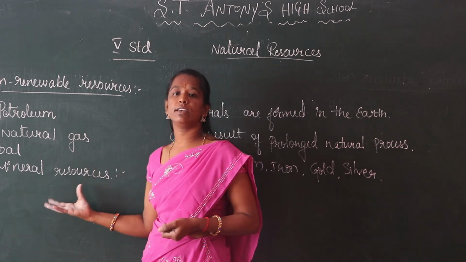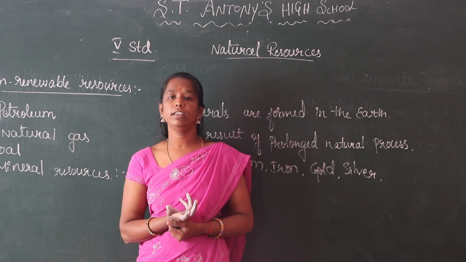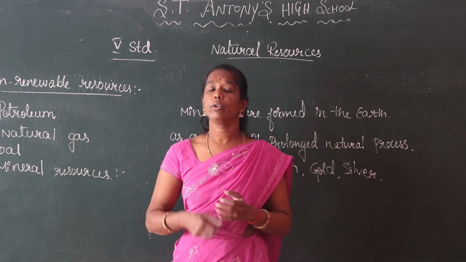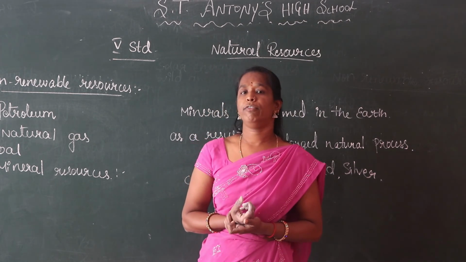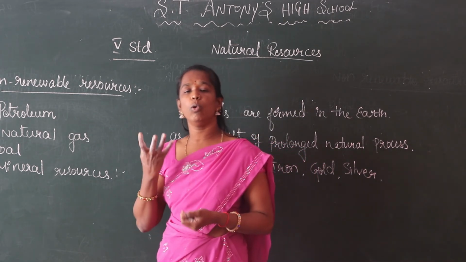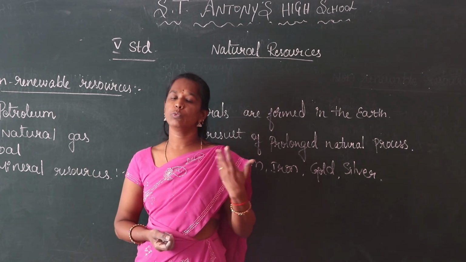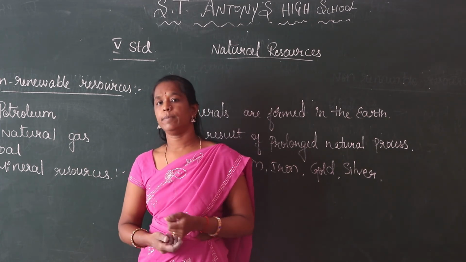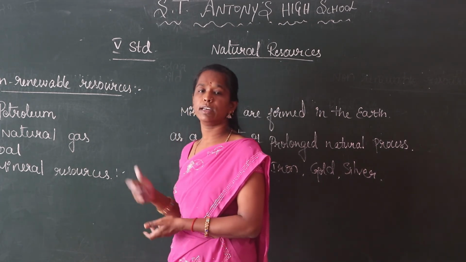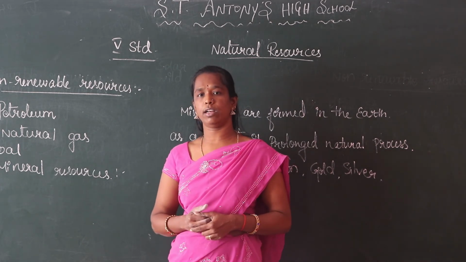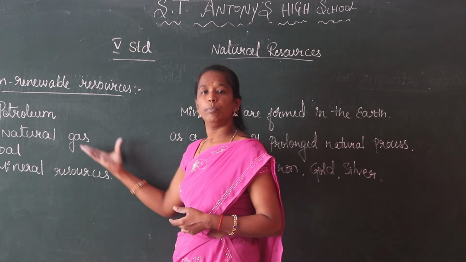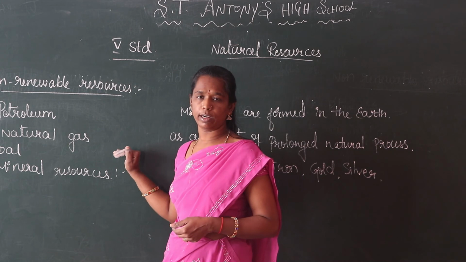For the forest, we have afforestation. Afforestation means growing more plants in the forest. It also gives more rain. It gives water to the plants, and it also prevents soil erosion. So use fewer petroleum products.